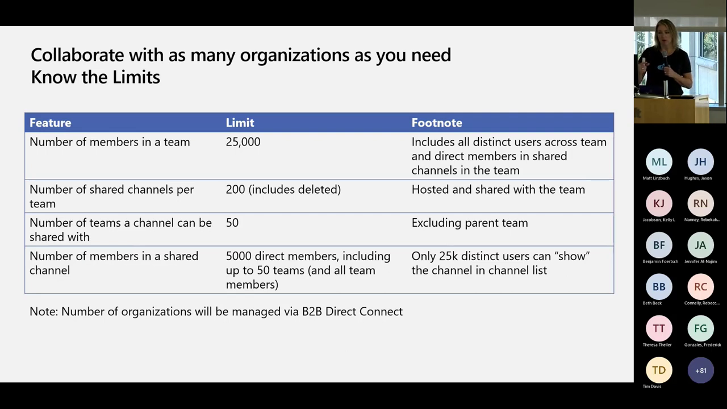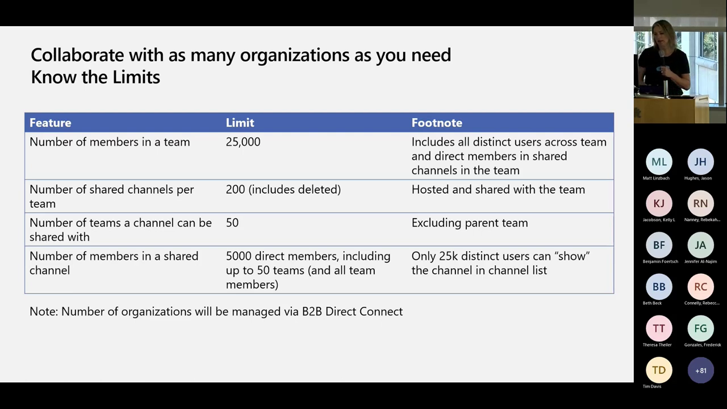Number of teams a channel can be shared with, 50. So I think we were talking about what some of the limits are. This is the shared channel limit. So 50. Number of members in a shared channel. So 5,000 direct members in the shared channel, including up to 50 teams. So that is a limit, only 5,000. If you need to go over that, then I think you'd probably want to create a separate shared channel.